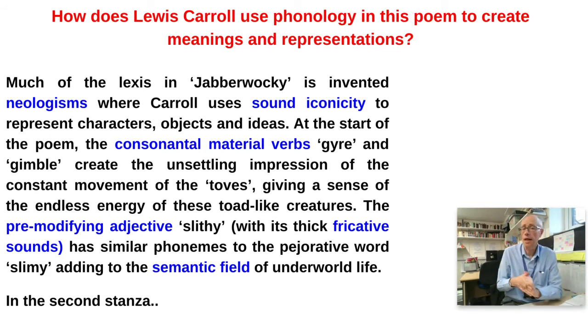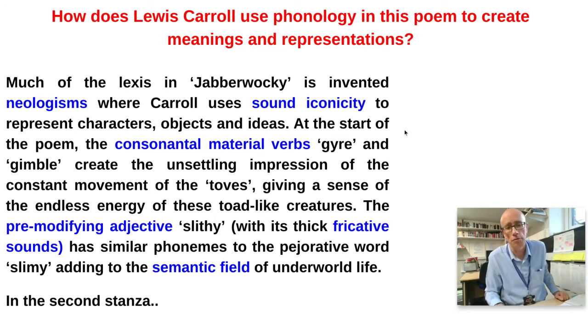So here's an example. Much of the lexis in Jabberwocky is invented neologisms, where Carroll uses sound iconicity to represent characters, objects, and ideas. Notice I'm using the word represent there because representation is in the question. And notice that I'm using these A-level English language terms like neologism and sound iconicity. At the start of the poem, the consonantal material of the verbs gyre and gimble creates the unsettling impression of the constant movement of the toves, giving a sense of the endless energy of these toad-like creatures.